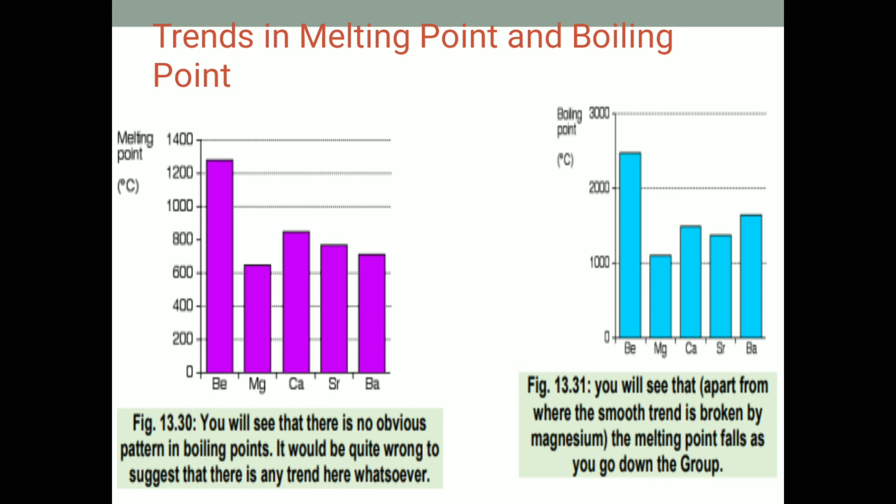Now you will see it in melting and boiling point. You will see here in this graph that apart from where the smooth trend is broken by magnesium, the melting point falls as you go down the group. While there is no obvious pattern in boiling point, it would be quite wrong to suggest that there is any trend here whatsoever.